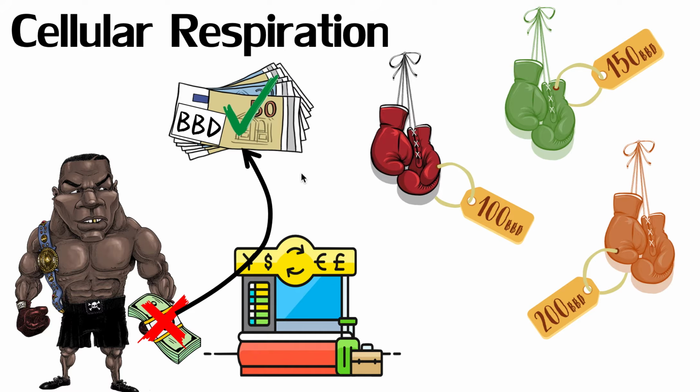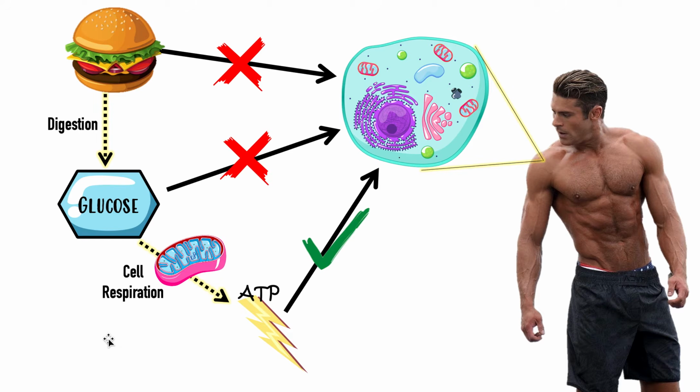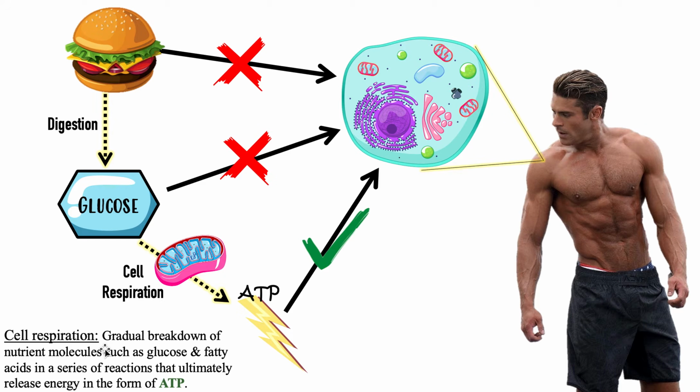It turns our glucose, which is the wrong currency, into ATP, which is the correct currency that our body can actually use. Okay? Now, as for an actual definition for you guys, if we had to put it formally, cell respiration is the gradual breakdown of nutrient molecules such as glucose.